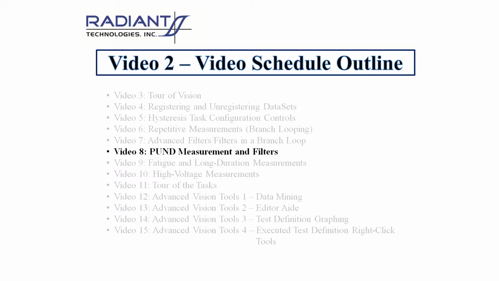Video 8 introduces the PUND task. PUND is analogous to a two-point preset standard bipolar hysteresis measurement. It consists of pulse polarization measurements of fixed voltage magnitude and pulse width. It is particularly useful in determining a sample's remnant polarization at the programmed voltage.